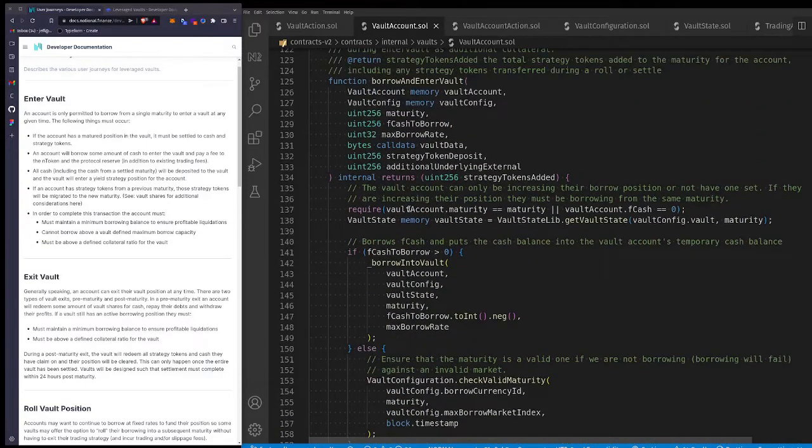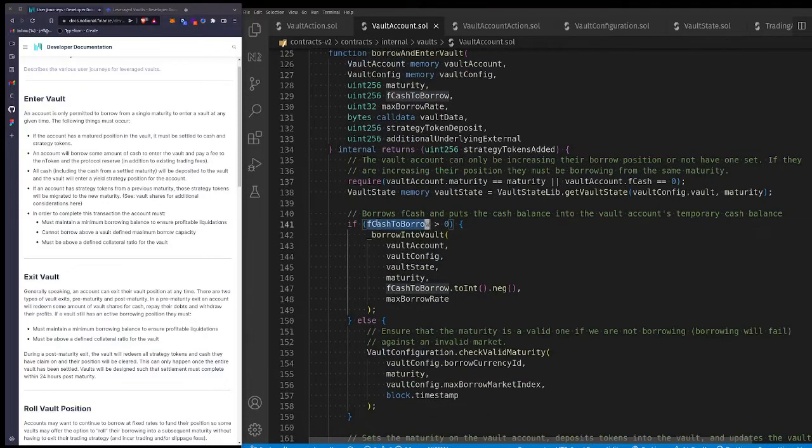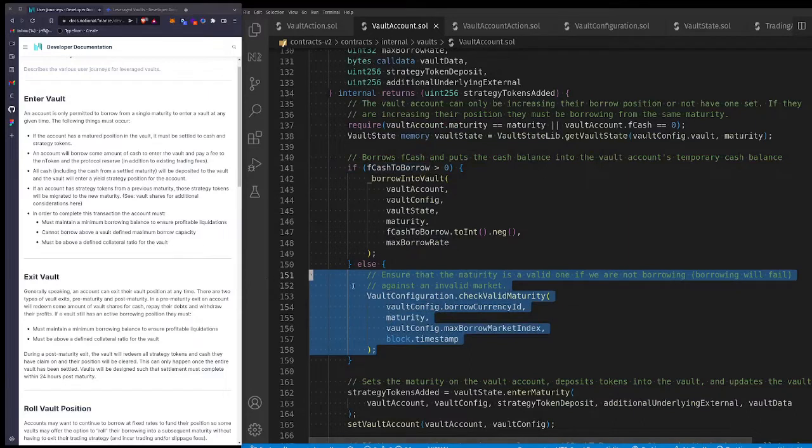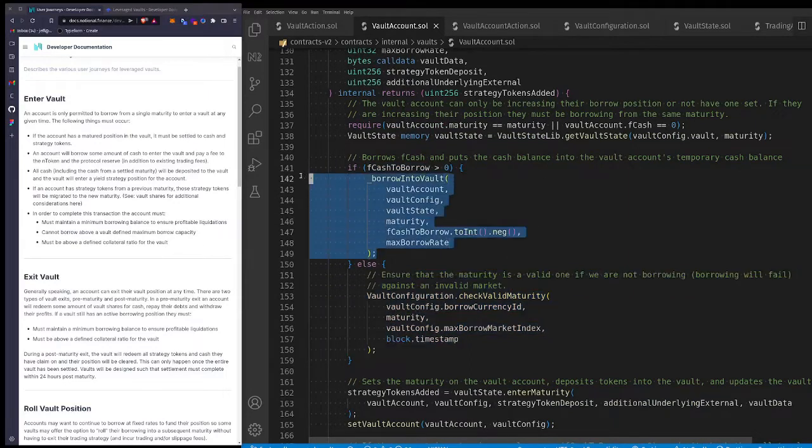Now it's important to note that accounts do not need to borrow. They can pass a 0 value in for fCash. If that's the case, we just need to check that the maturity is valid. Accounts might do this if they have a low collateral ratio that's getting close to liquidation. By depositing some amount of cash, they can raise that collateral ratio and get into a safer collateral ratio. So when accounts deposit, that deposit amount will be sent to the vault to mint additional yield strategy position.